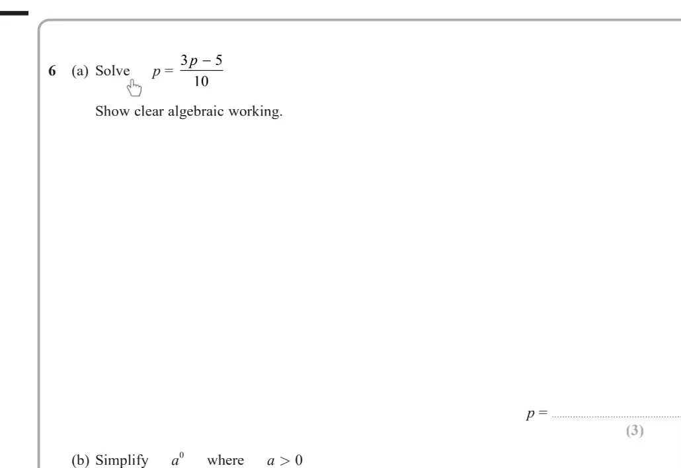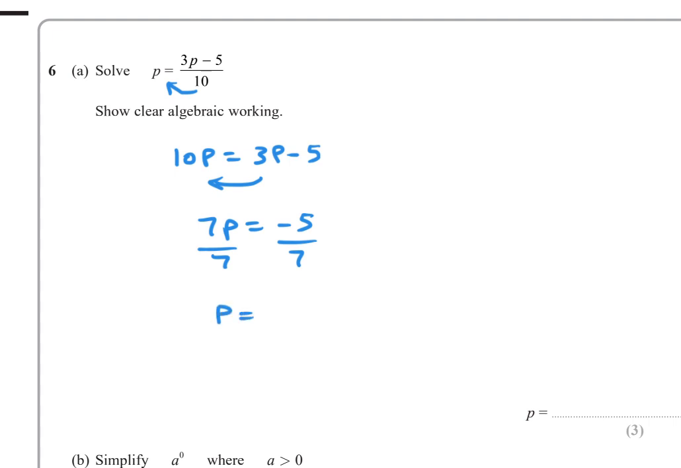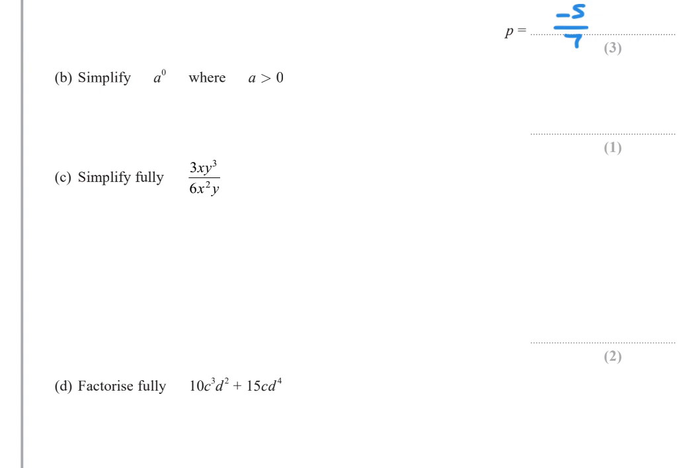Number 6a, solve b equals (3b minus 5) over 10. Show clear algebraic working. Cross multiply. So 10b equals 3b minus 5. Now transpose 3b to the other side. 10 minus 3, so 7b equals negative 5. Divide by 7. So b equals negative 5 over 7. B, simplify a to the power 0. a to the power 0 equals 1.